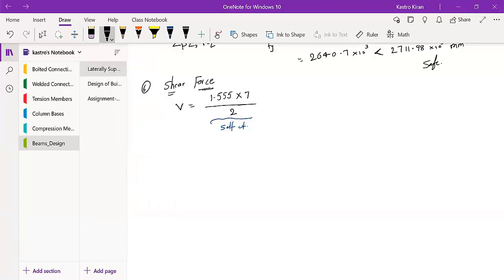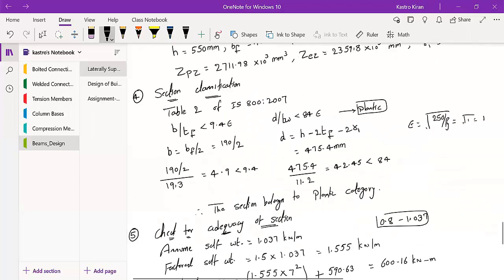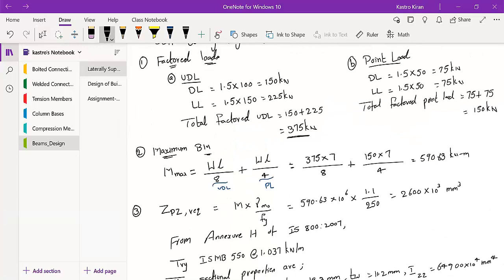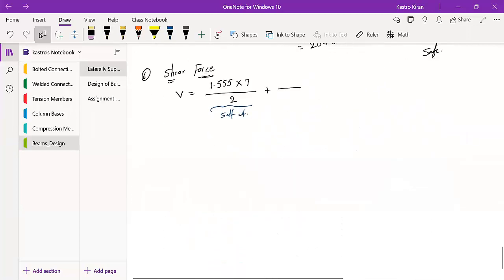And you also have the value of UDL load, right? The total UDL load is 375 kilonewtons. You have to solve for this one also. And you also have to solve for the point load, which is 150 kilonewtons. Again the same formula, W by 2, right? So 375 upon 2, plus 150 upon 2. If you solve for this, you will get 267.94 kilonewtons. This is the amount of shear force which is coming onto the member.